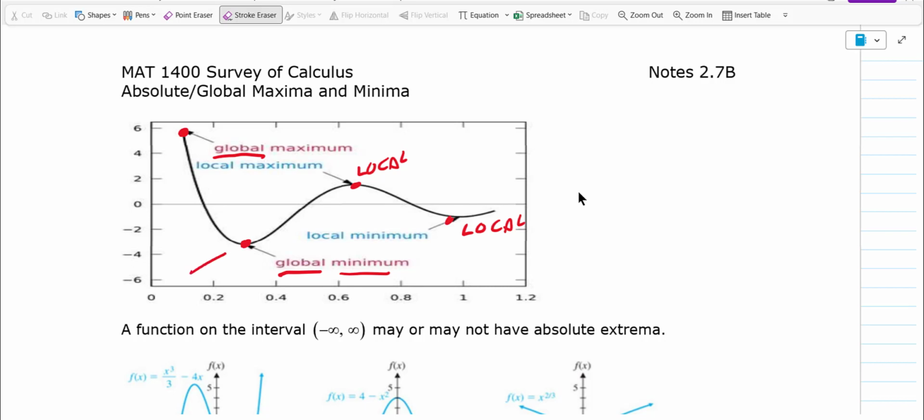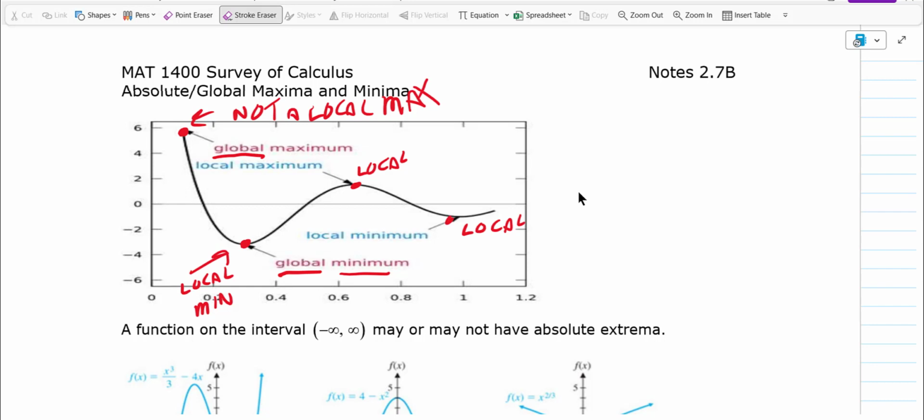Now this right here would also be a local min. And the reason it would be a local min is because the graph decreases then increases. So that would be both local and global at the same time. Okay. This one, however, is not a local max. Does anybody know why that's not a local max? It's an endpoint. Okay.